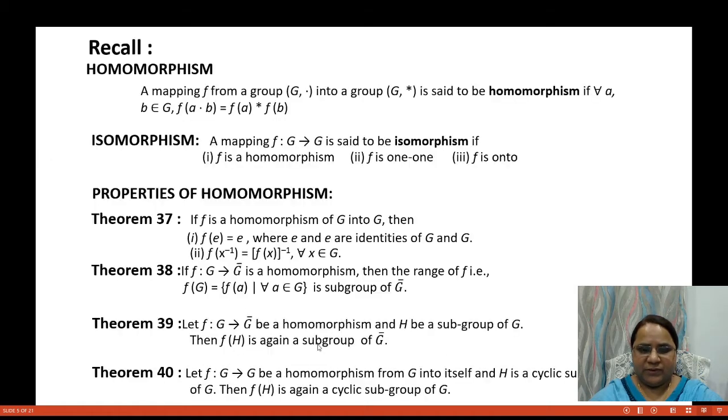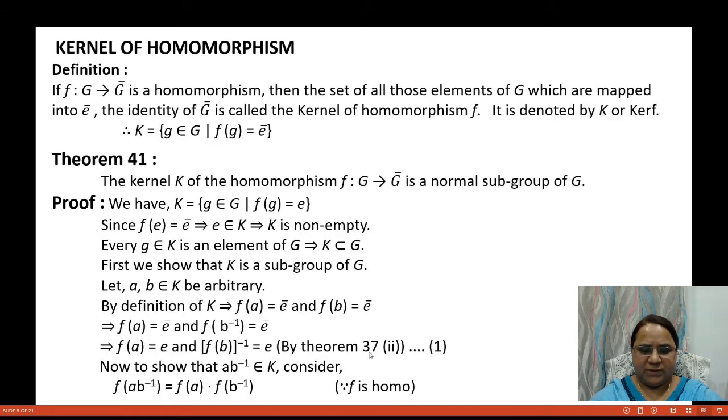This we have written by using theorem 37, that is f of x inverse is equal to f of x whole inverse for all x belongs to G. Using that theorem 37, we have written that f of a is equal to e bar and f of b whole inverse must be equal to e bar.